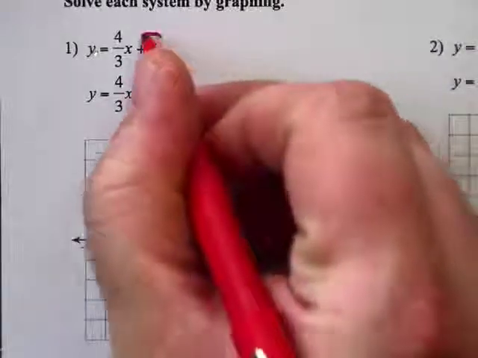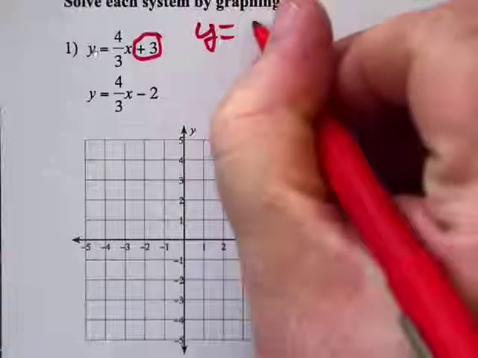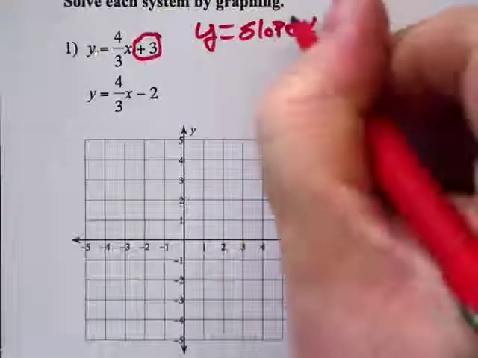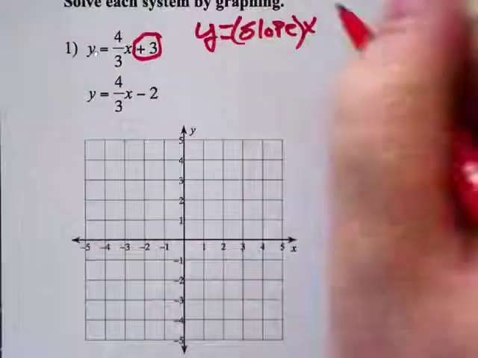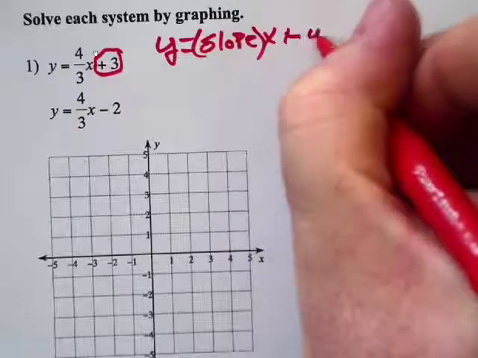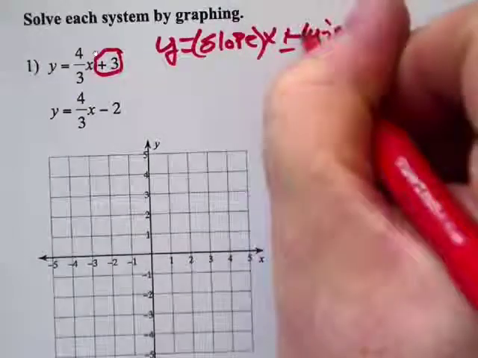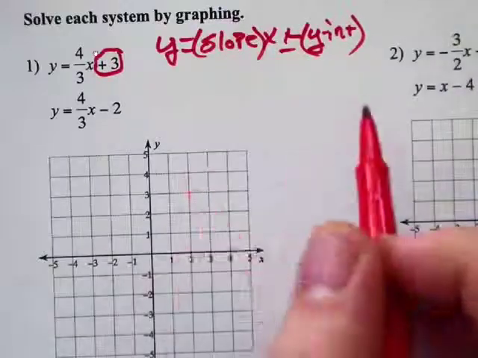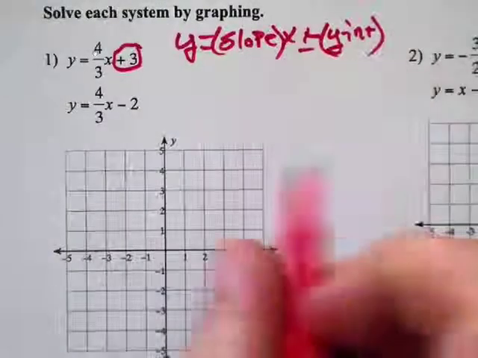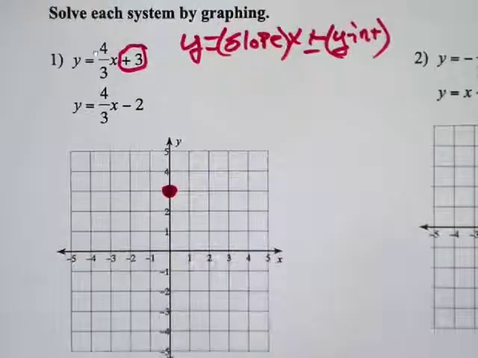We have y-intercept. Remember, we're going for y equals slope times x. The number right before the x is our slope, plus our y-intercept. Now that can also be a minus y-intercept. So with that in mind, that 3 is the last number. It's in the spot of the y-intercept. So I'm going to go up to a positive 3 and put a point.